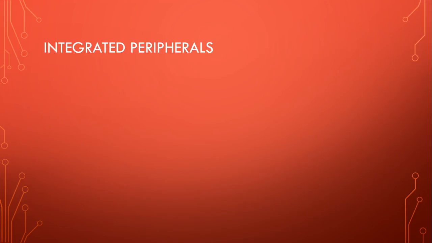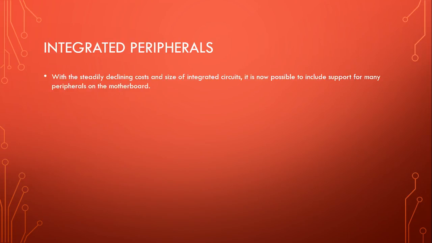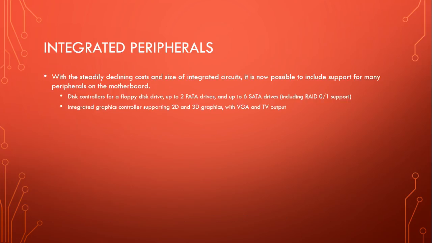Next, let's talk about some integrated peripherals. With the steadily declining cost and size of integrated circuits, it's now possible to include support for many peripherals on the motherboard. Things like disk controllers for floppy drive, up to 2 PATA drives, and up to 6 SATA drives. Right? Of course, yes, some of those things are no longer really being used, like floppy drives. Even PATA drives have kind of gone out in favor of SATA.